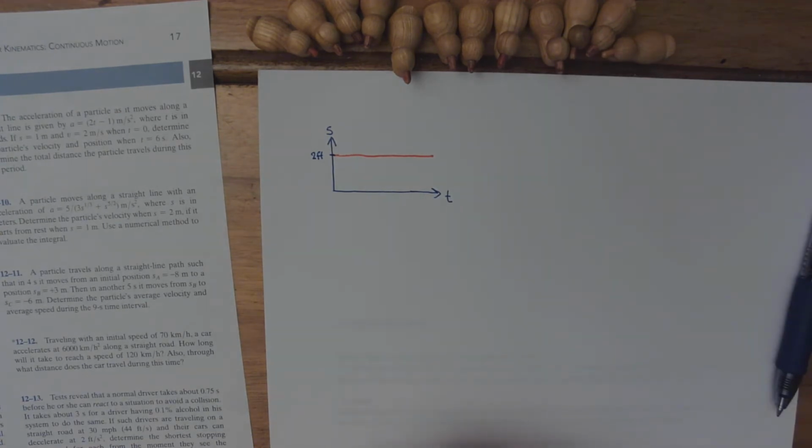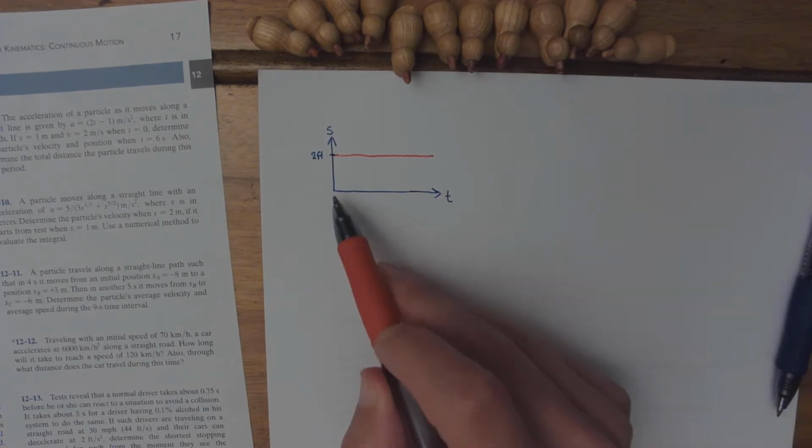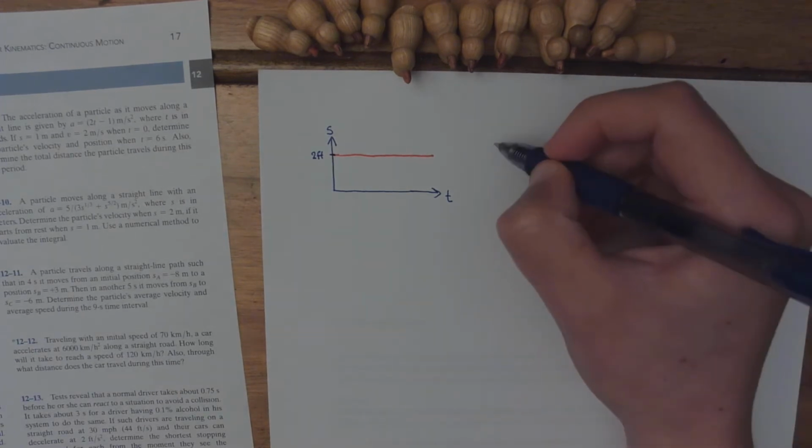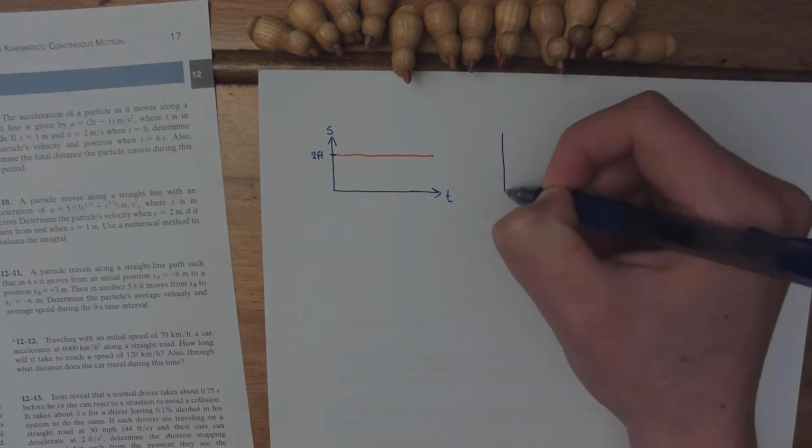The distance that the object travels during any time interval between here and here, where I've drawn the graph, would be 0 since it's not going anywhere, and the displacement is also 0. So nothing really interesting is going on there.